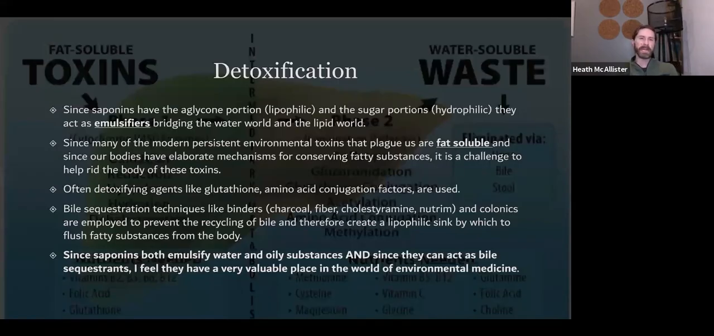Detoxification. This is one of the other main categories that I personally use saponins for. Since saponins have this lipophilic end and this hydrophilic end, they essentially, to me, can be a bridge between the water world and the oil world. Many of our persistent environmental toxins are fat soluble. They get dissolved in our fatty tissue, and our bodies historically were designed to hold on to fatty things. Fats themselves were such valuable commodities. That's why people that have the thrifty gene or hunter-gatherer body types can balloon up very easily, and in times of famine, they can live off their fat stores. Most people's bodies are adept at taking fats and holding them, saving them for a rainy day.